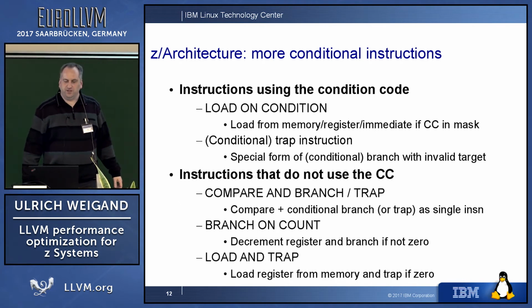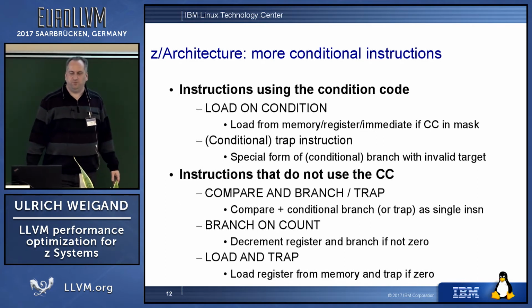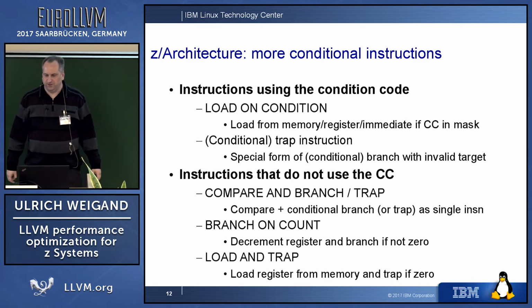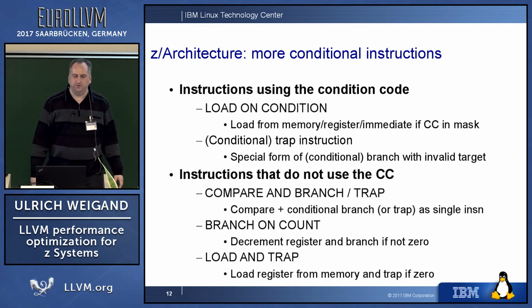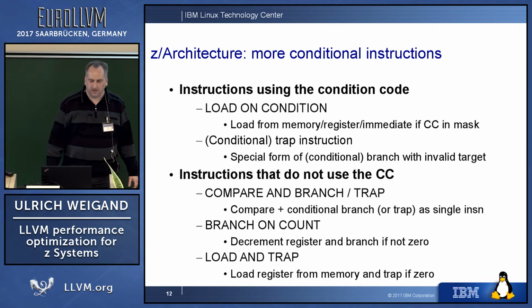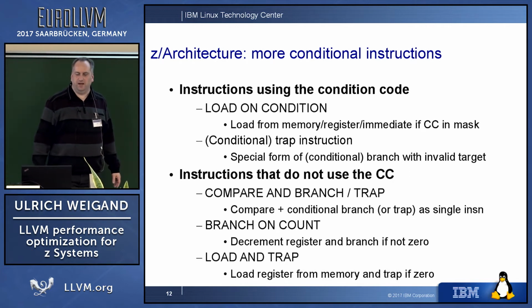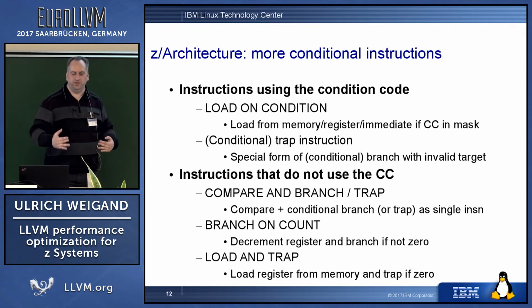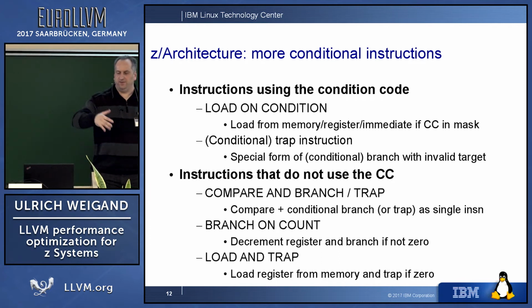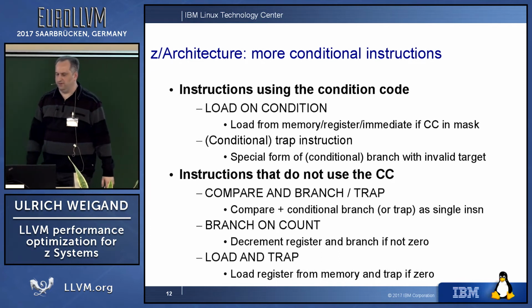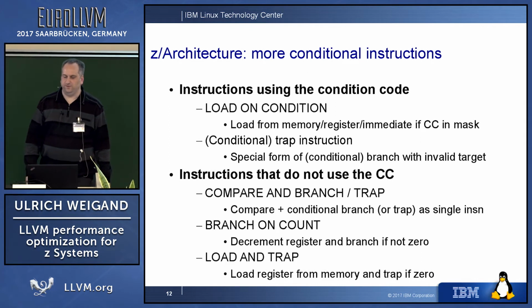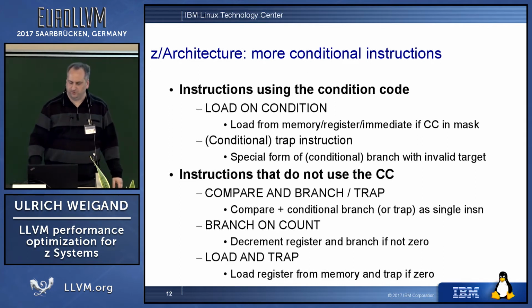We also have conditional, well, we sort of use branches as trap instructions so that we can create conditional traps. And there's a bunch of other instructions that we now have that don't use the condition code at all. So we can, for example, do a compare and branch in one instruction, where the instruction just has the 2 operands that it compares, and the branch target if it's equal or less than equal, and so forth. And there's a few special cases like branch and count or load and trap.